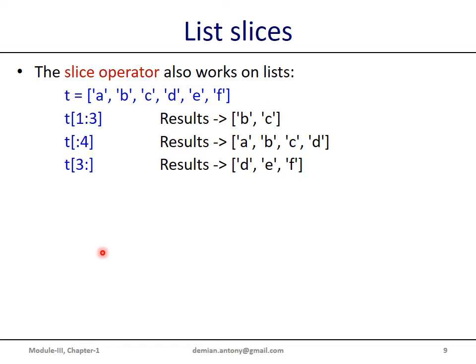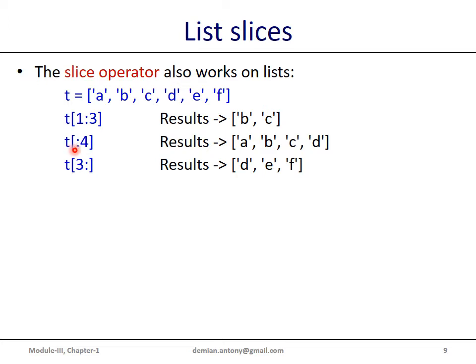It is possible to apply the slice operator on lists. If we have a list T with 6 elements A, B, C, D, E, F, it is possible to extract the elements B and C by writing T of 1 colon 3. The slice is from index 1 up to 3, without 3, that is, the elements at 1 and 2.